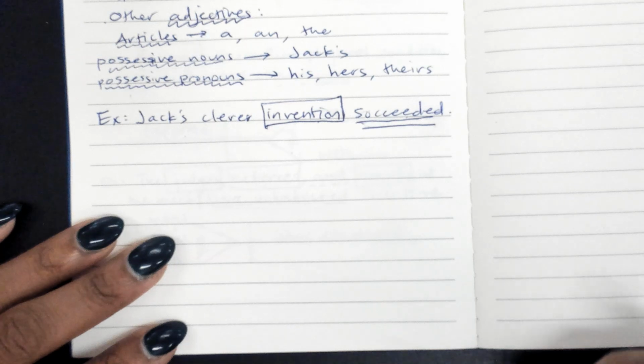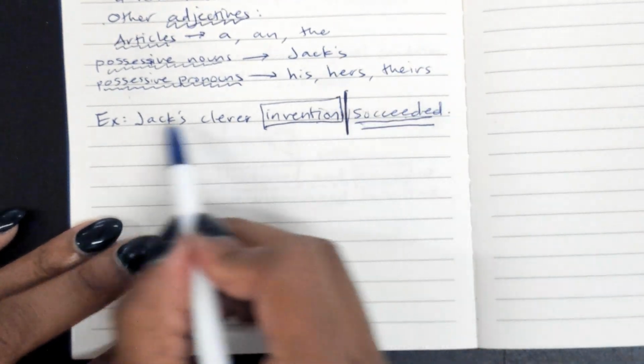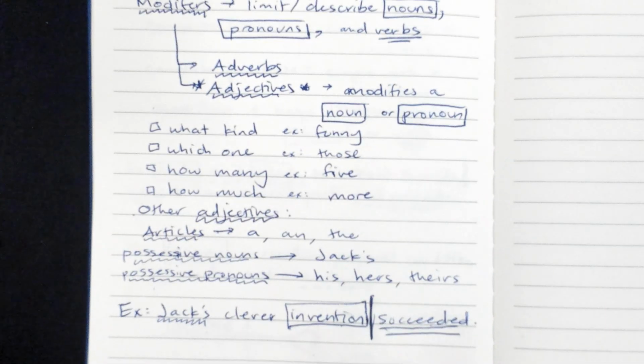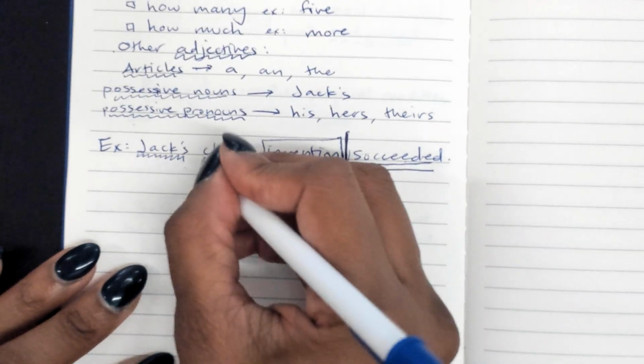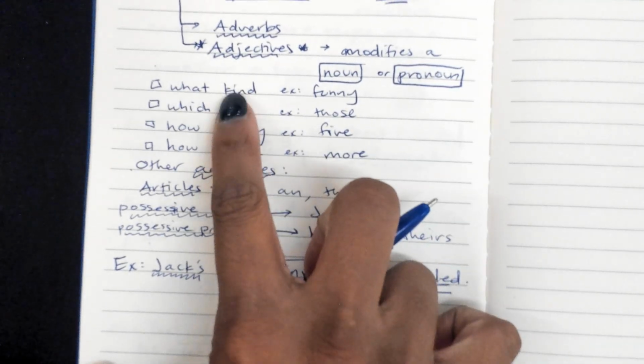From there, we have two adjectives. We have Jack's, which tells us whose invention it is. And we have clever, which tells us what kind of invention it is.